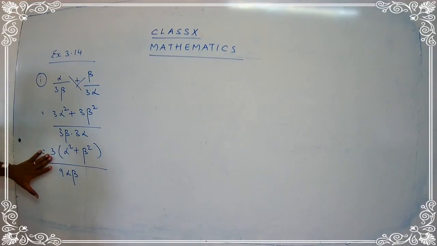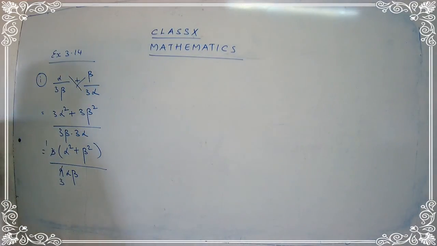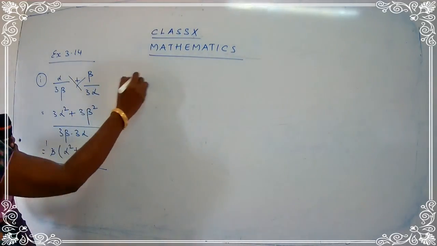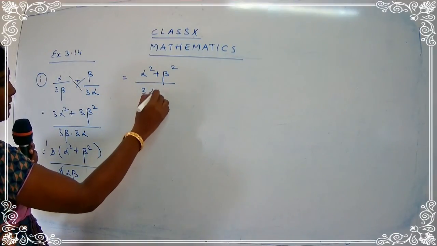Now what have we done here? We have taken the 3 common out. So 3 alpha square plus beta square upon 9 alpha beta. Now let's try to simplify the numbers. We can simplify the numerator and the denominator. What is present in the numerator? 3. What is present in the denominator? 9. Okay, so we are going to simplify. 3 1s are 3. 3 3s are 9. So what do you get here? Alpha square plus beta square upon 3 alpha beta.